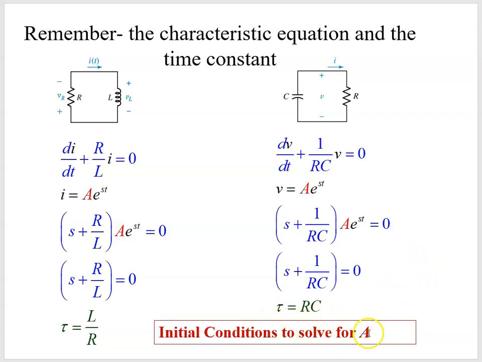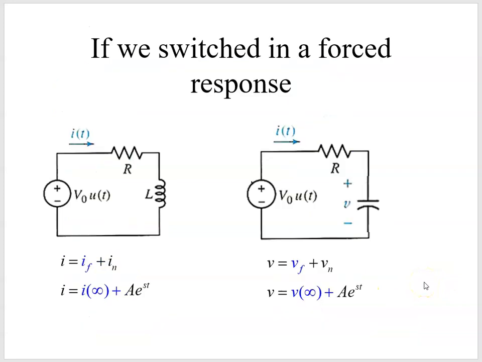How did we solve for A? Well, to solve for A, we used the initial conditions. So we'll do something similar with RLC circuits. We also then looked at if we had switched in a forced response, then we used the concept of superposition, where we said the current through this RL circuit would not just be equal to the natural response, A e to the st, but we'd add to that the forced response after the natural response has died out.